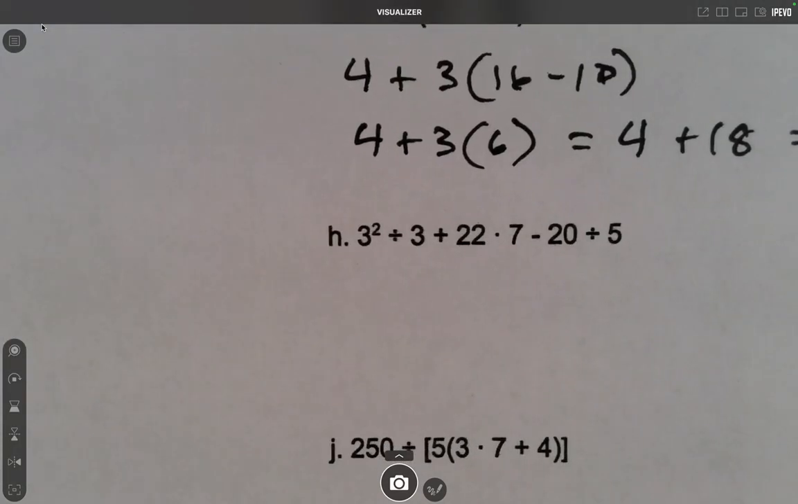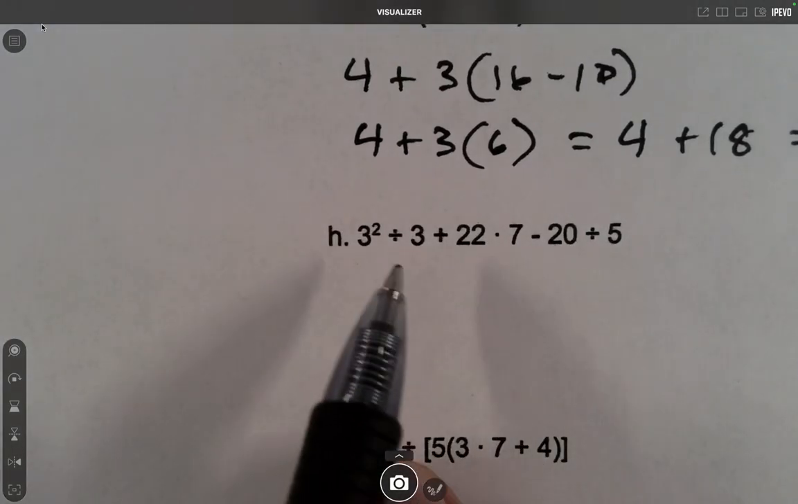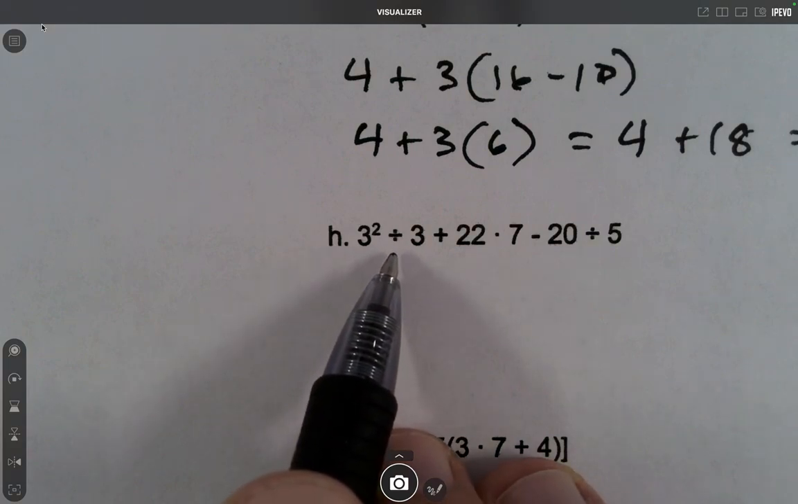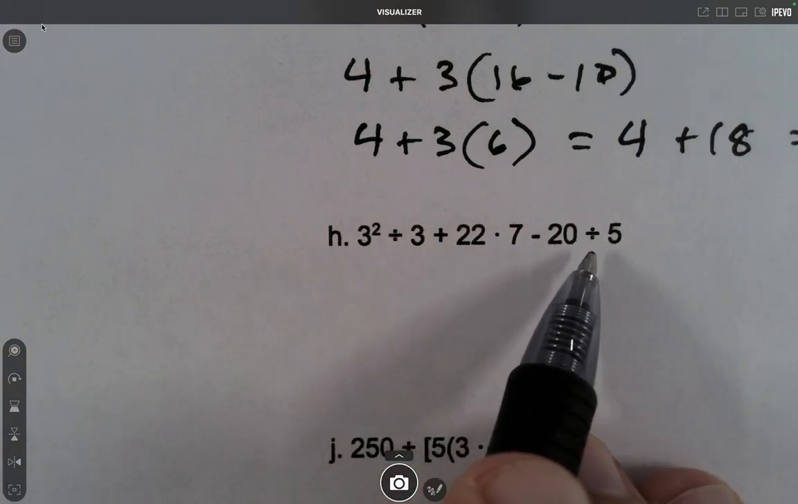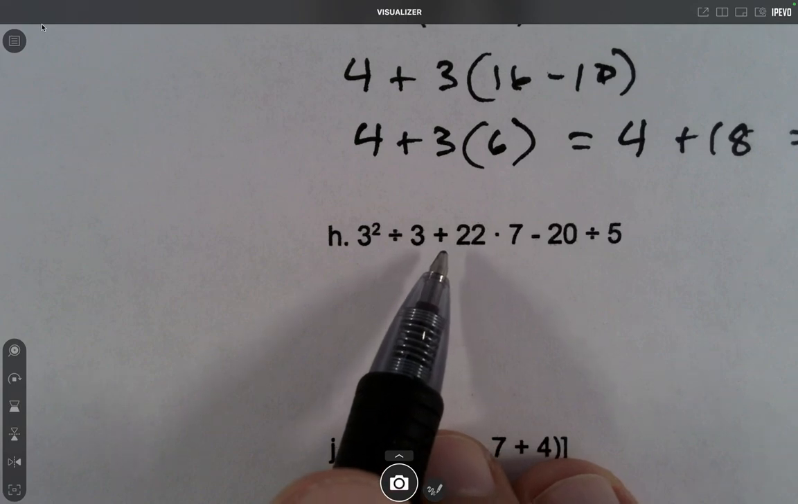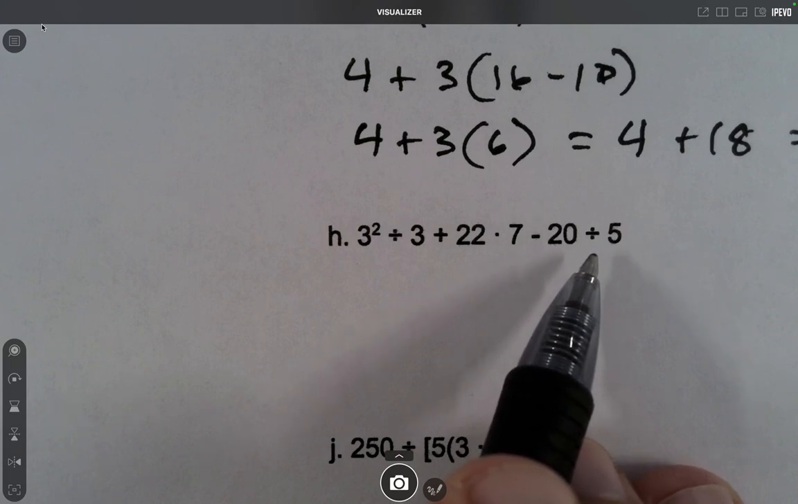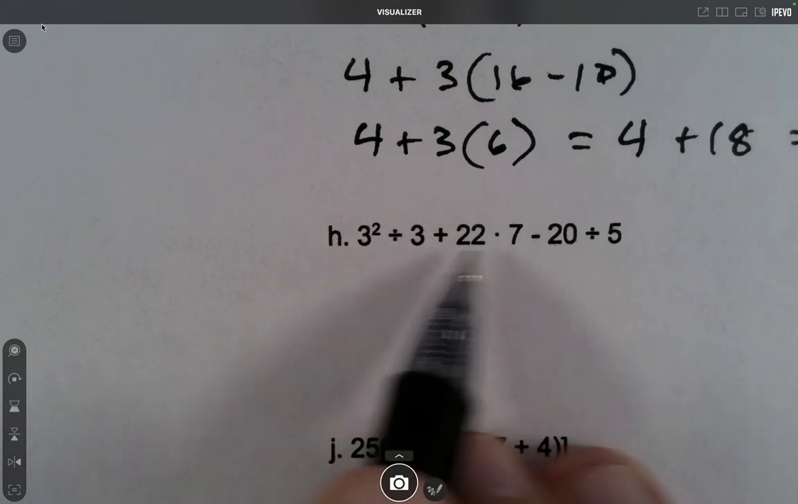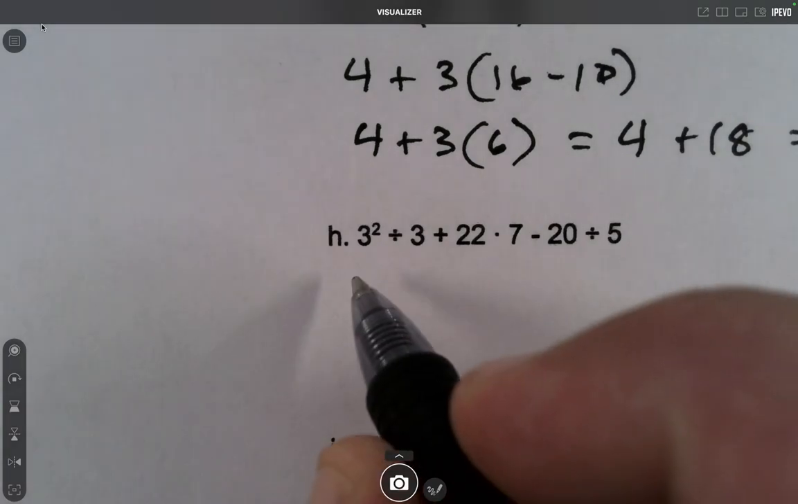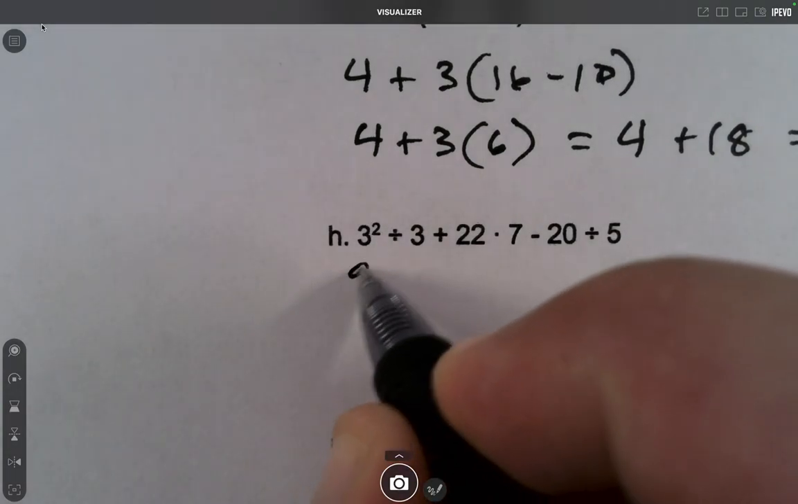Okay, H is a little bit trickier, and again, I know it's hard to read, but this right here is a division symbol, and so is this. So the only addition is the one in between the 3 and the 22. This one is a division, this one's a division. So there's no parentheses, so our first step instead is to do the exponent. 3 squared is 9.